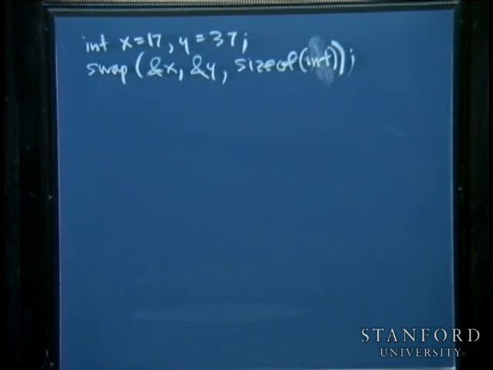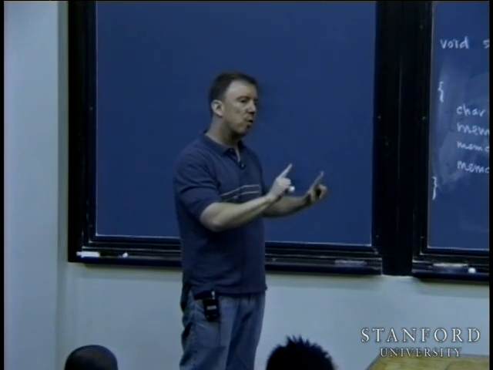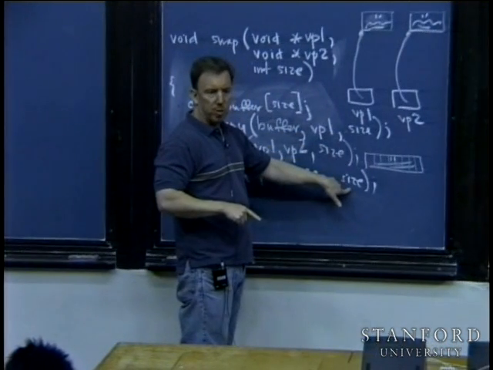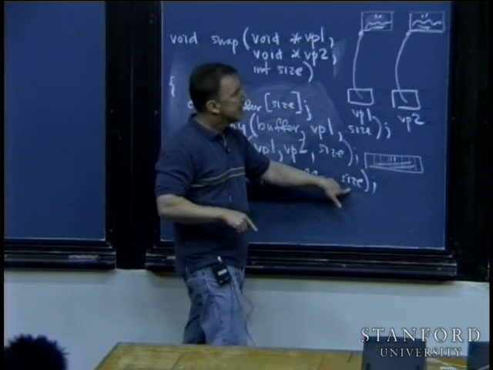Okay, identify where those two ints are. The swap implementation doesn't care that they're ints, it just cares that they're 4 bytes wide. So it does the right number of byte rotations as part of these 3 calls. Does that make sense to people? Okay.